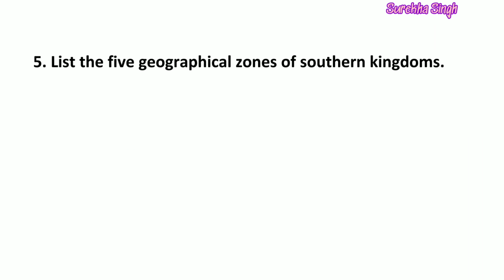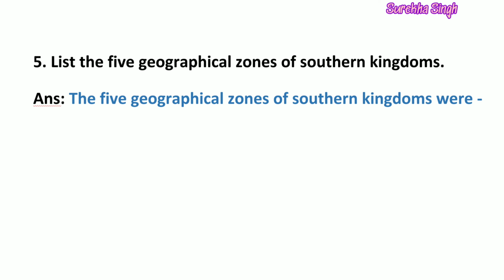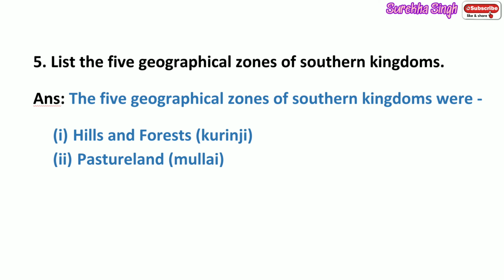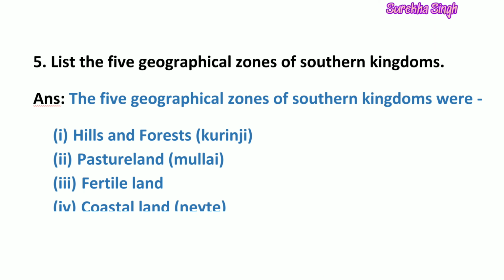5. List the 5 geographical zones of southern kingdoms. The 5 geographical zones of southern kingdoms were: 1. Hills and forests. 2. Pasture land. 3. Fertile land. 4. Coastal land. And 5. Arid land.